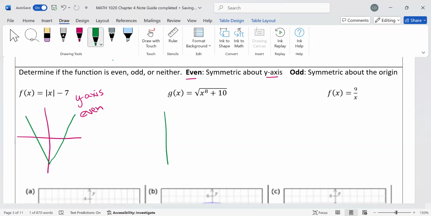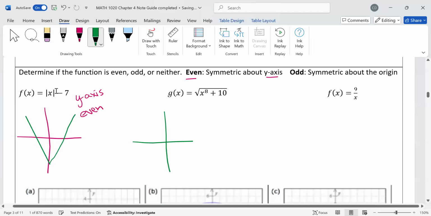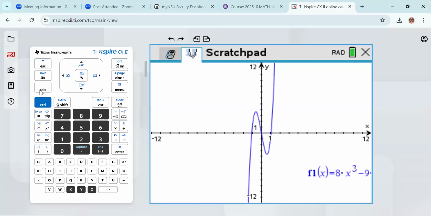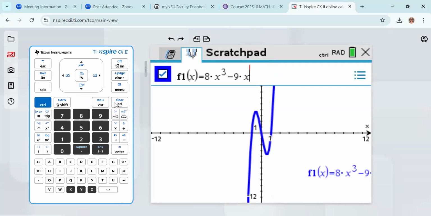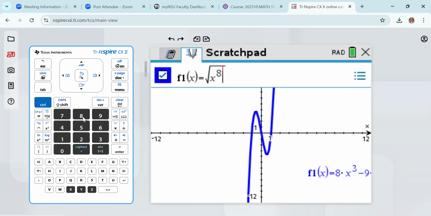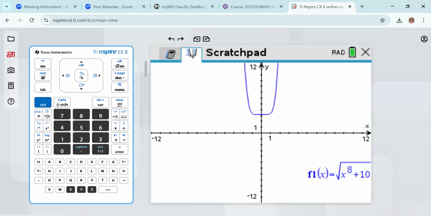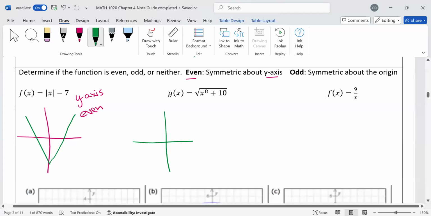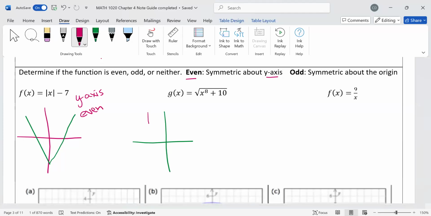Let's look at this next one. Oh, that's an odd one. Let's put that one in. All right. So square root of x to the 8th. Let me look at that again. Plus 10. All right. Looks kind of weird. Almost flat. It's not really totally flat. But looking at that, that symmetry is going to be y-axis again. So that means it is even.